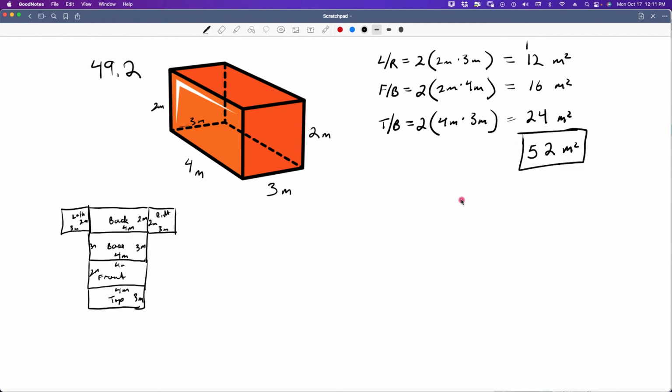So you see how drawing out the net helps you to see what your surface area is. You really, really need that surface area to be accurate. And in order to do that, you need to draw it out so you can see it.